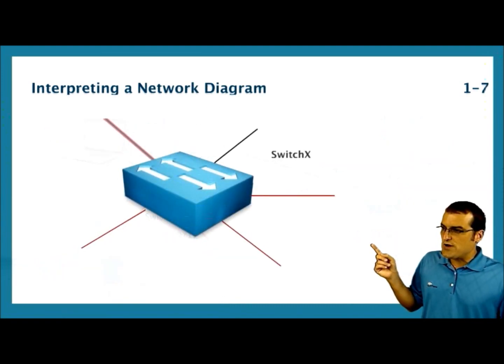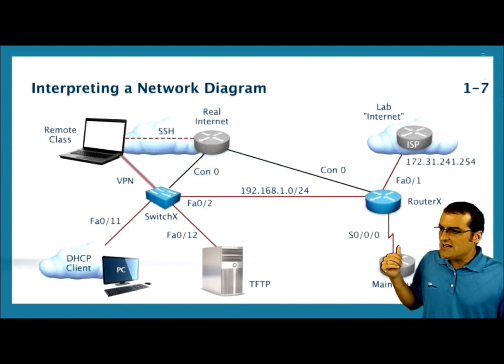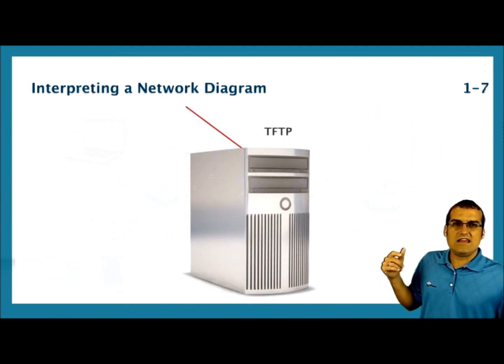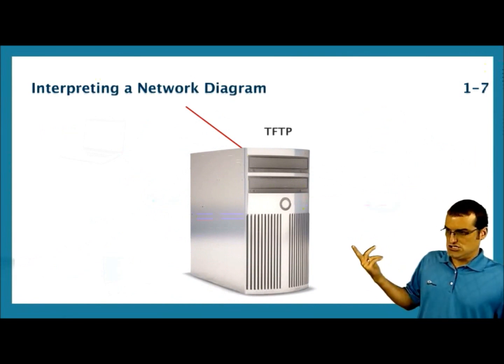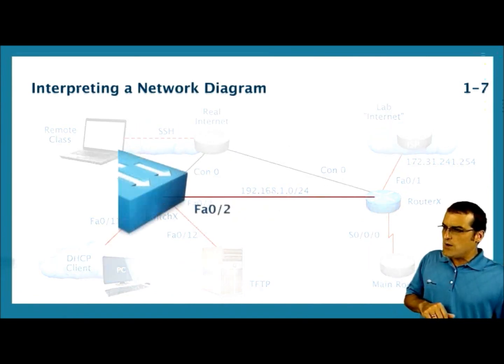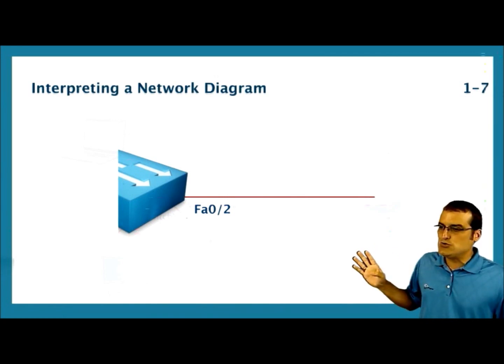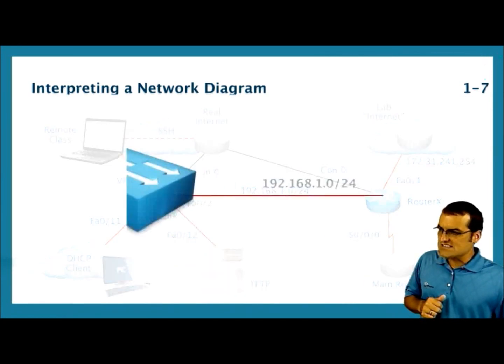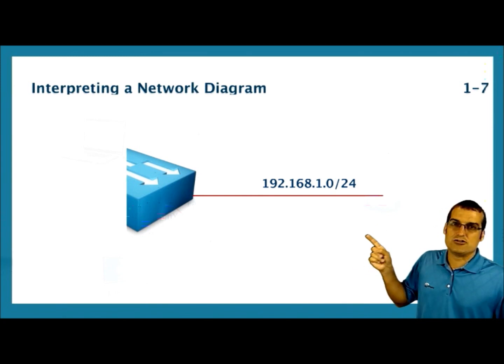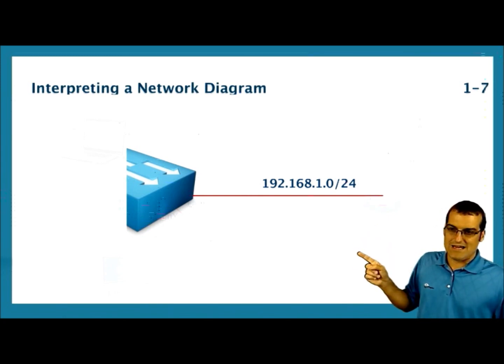So yours won't look as pretty, but it'll typically have things labeled like a switch. It'll typically have key things labeled by function, like a TFTP server. And our network diagrams will also label interfaces. That is hugely important. Something else to consider is IP addressing. We want to get those labels on these particular devices.